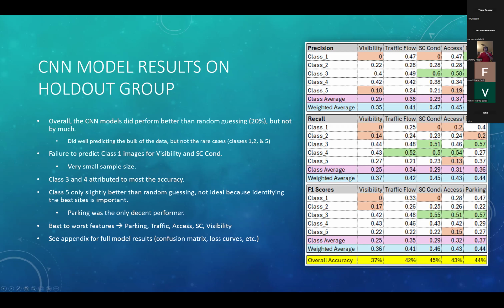And let's see here. If we go down to this yellow bar here at the bottom, we can see the overall accuracy of each feature. Visibility was clearly the worst, and the other ones hovered a little bit over 40%. Parking and traffic were the 2 best features, and I think that probably has to do with the parking lots and the roads being very easily picked out from the aerial images. So I think that makes sense why they were the best. And then the other 3 were, I think, pretty obviously worse performing.